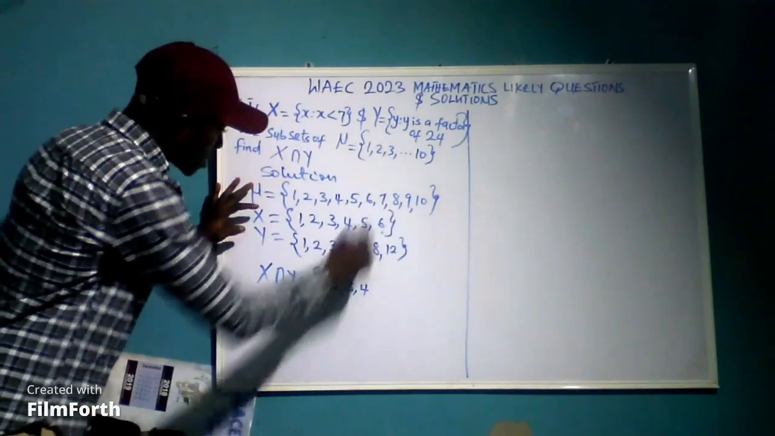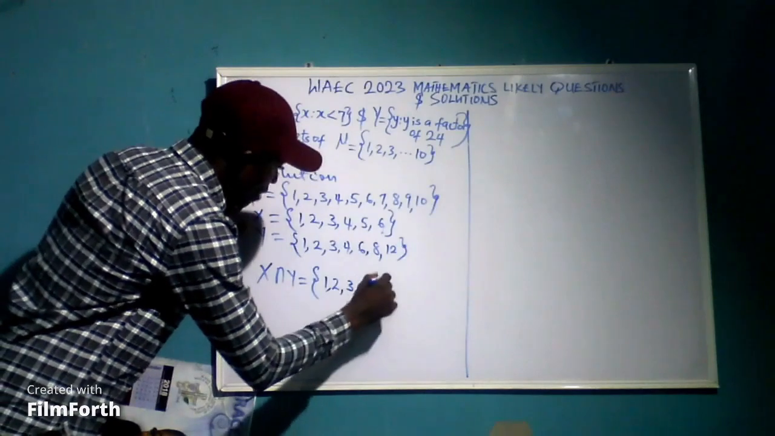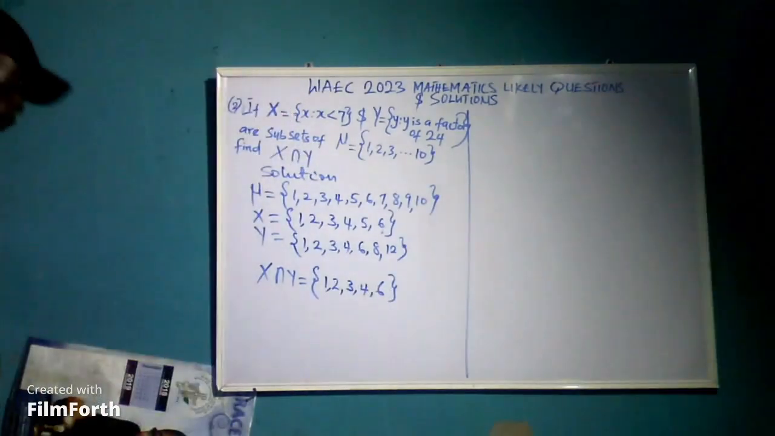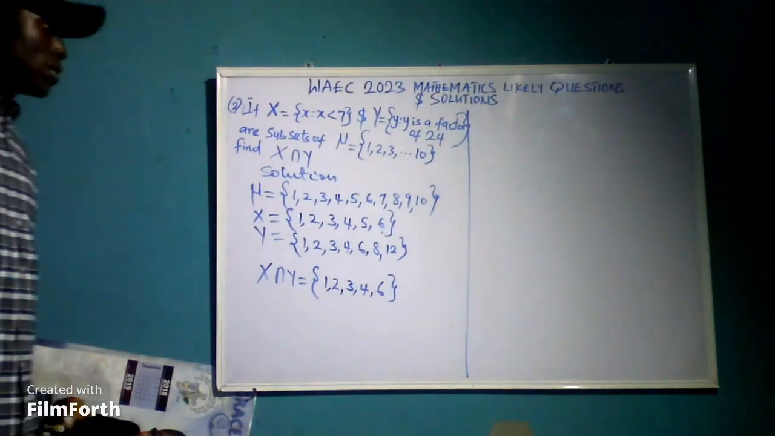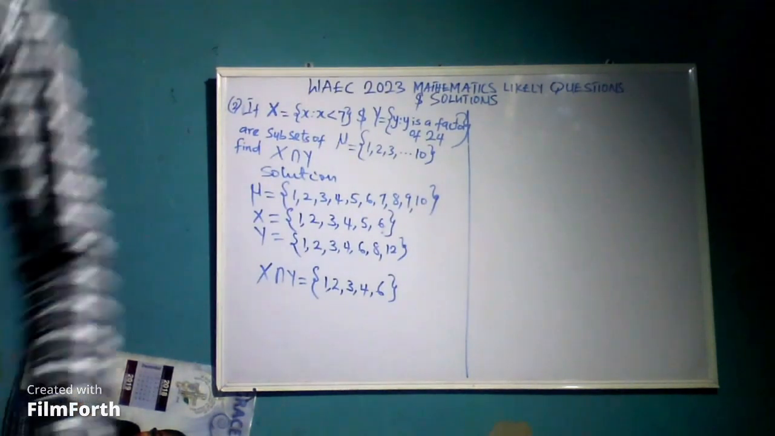Also, 6 is common to x and y. Therefore, x intersect y in this case is 1, 2, 3, 4, and 6. So that is that. Let's go to question number 3.